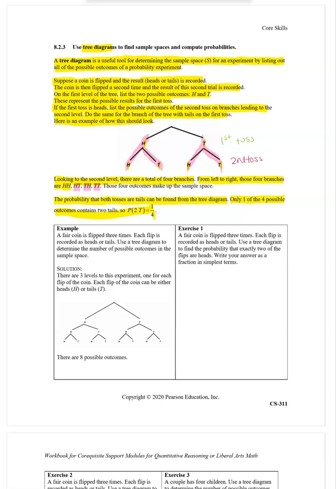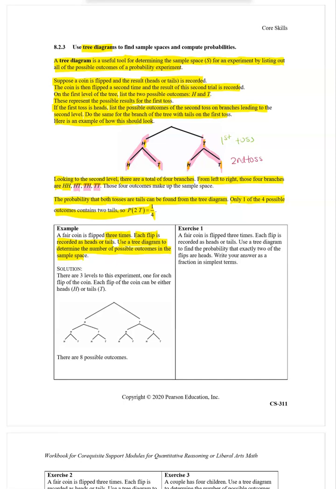So a fair coin is flipped 3 times. So you know you're going to have 3 different levels. Each flip is recorded as heads or tails. Use a tree diagram to determine the number of possible outcomes in the sample space. So they just want to know possible outcomes. Here you could draw it and then tell your possible outcomes down here. There's 1, 2, 3, 4, 5, 6, 7, 8.